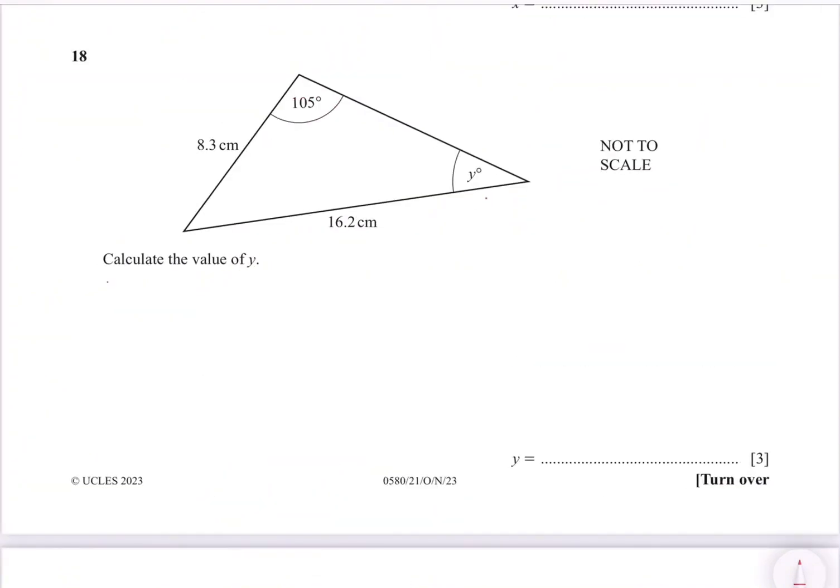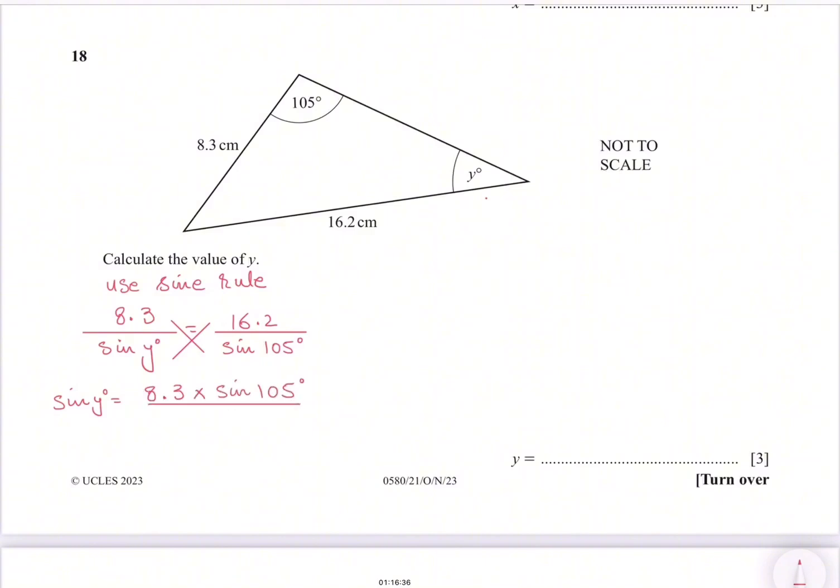Question 18. This is a simple question. We have to use the sine rule. So 8.3 over its opposite angle, which is y, so write sine of y, equals 16.2, and its opposite angle is 105, so write sine of 105. Cross multiply and solve it for y.